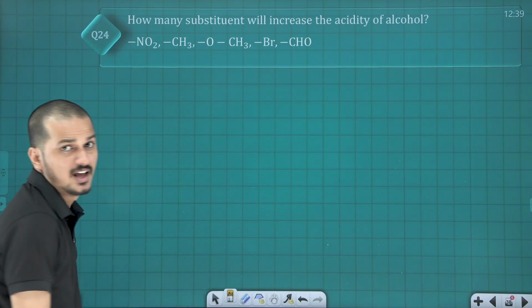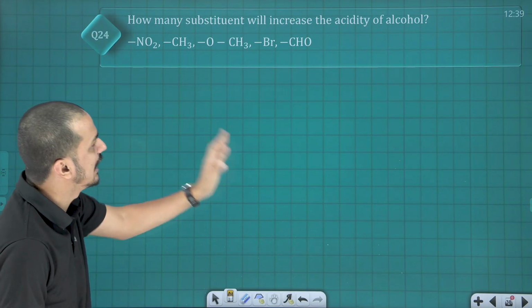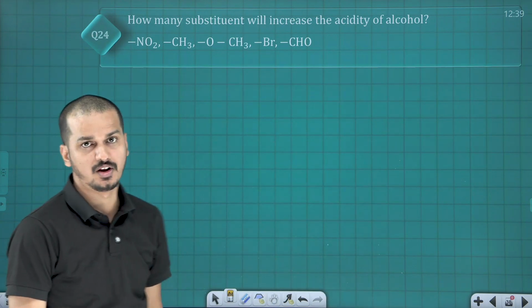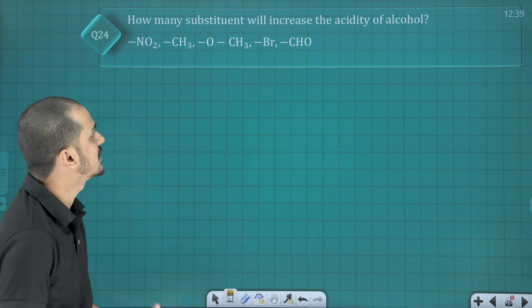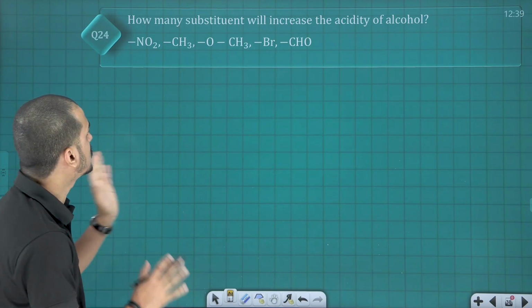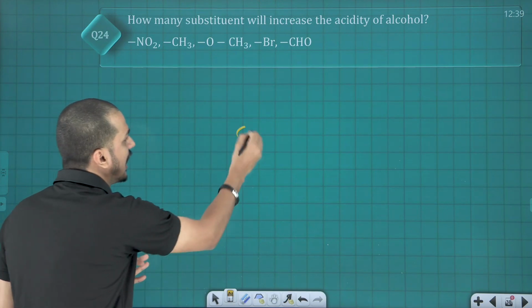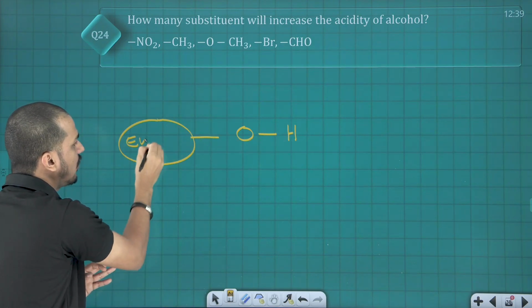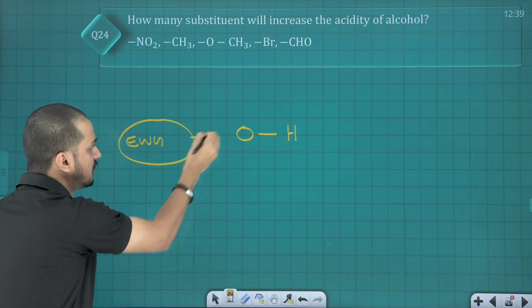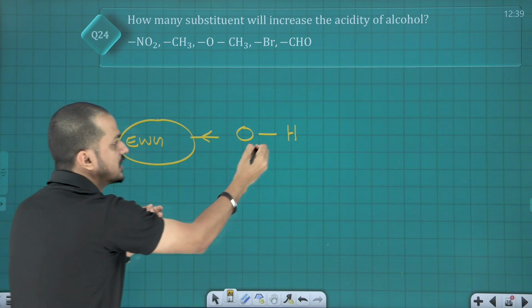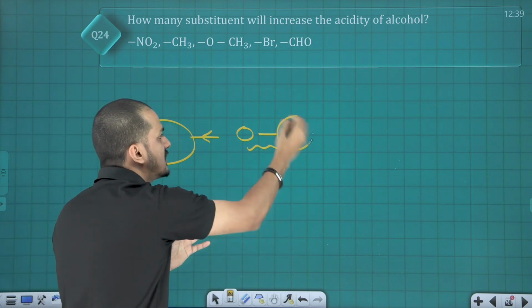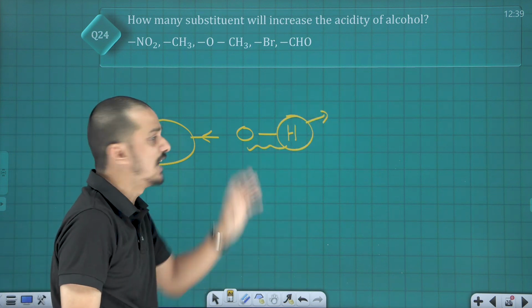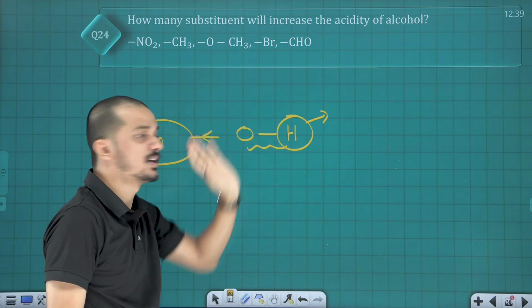This is the next question. How many substituents will increase the acidity of alcohol? Once you look at this one, we know the idea. An alcoholic group is there. Here an electron withdrawing group comes, which will withdraw the electron. Automatically this OH bond becomes more polar, H can easily leave, so that will become more acidic.